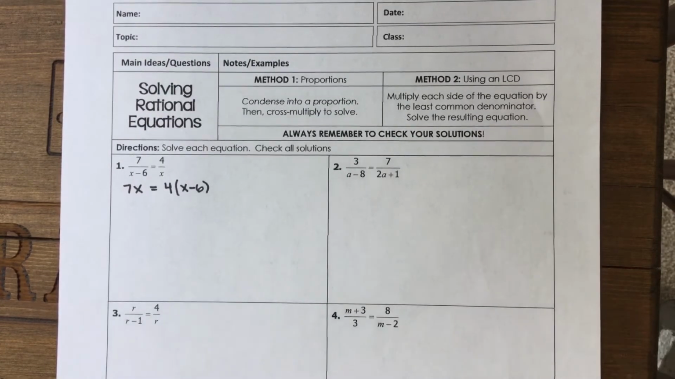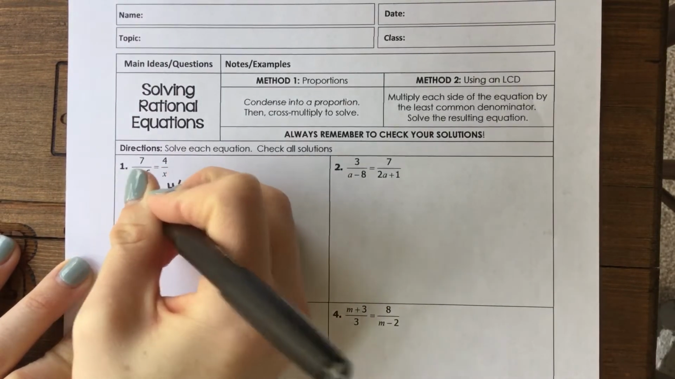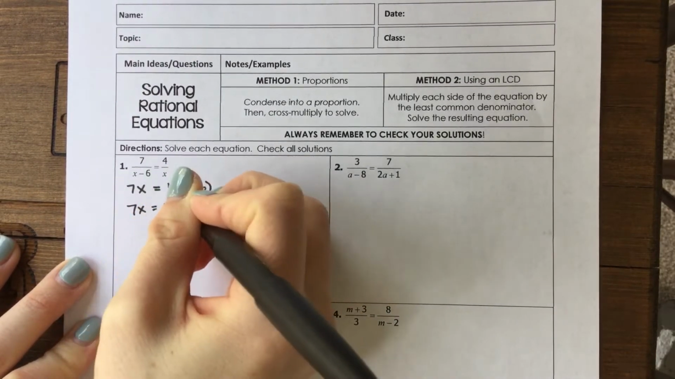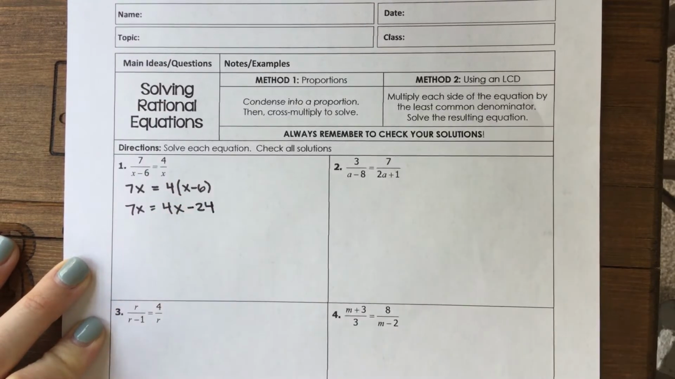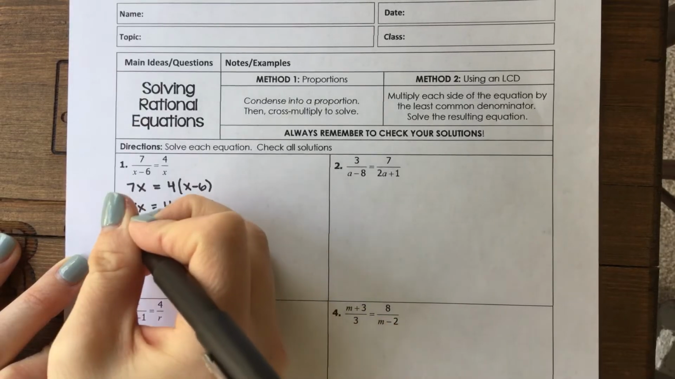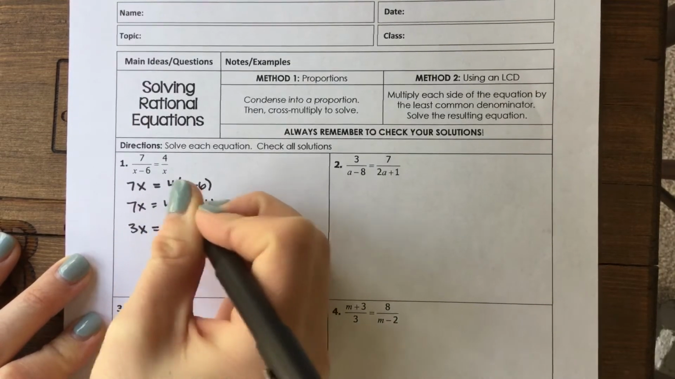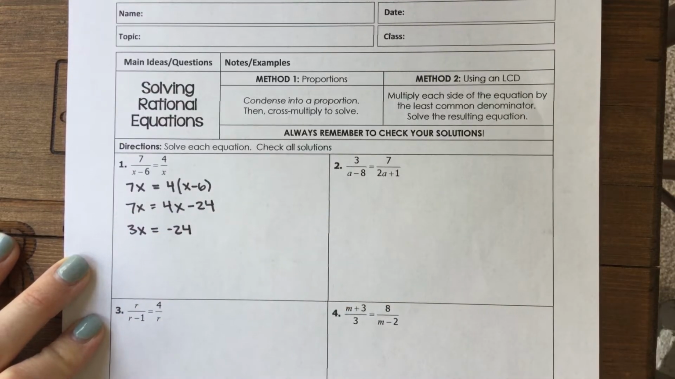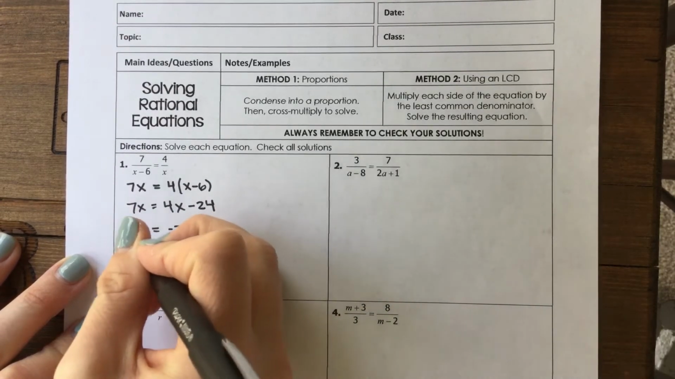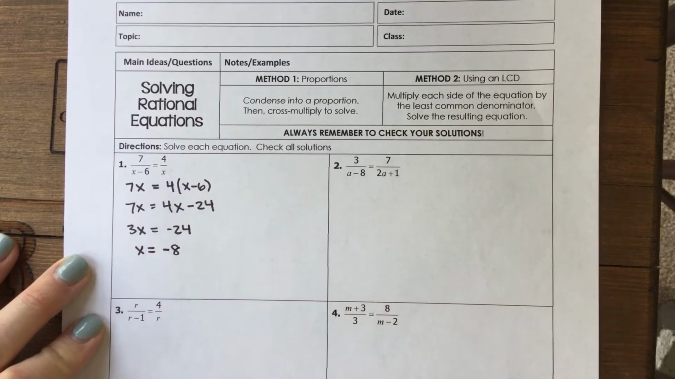And then you solve. The left-hand side is just 7x. The right-hand side, I am going to distribute. So I get this, and then I can solve. Solving means I'm going to subtract 4x from both sides. 7x minus 4x leaves me with 3x, and this is still a negative 24. Don't forget to keep that sign. Then divide both sides by 3. On the left we have x, and on the right, negative 24 divided by 3 is negative 8.